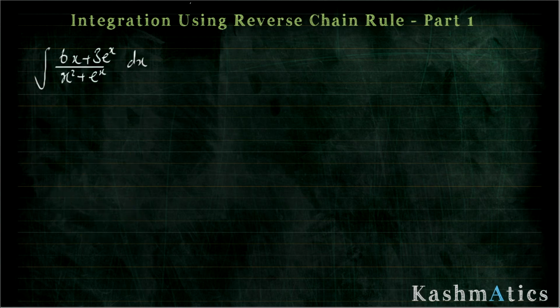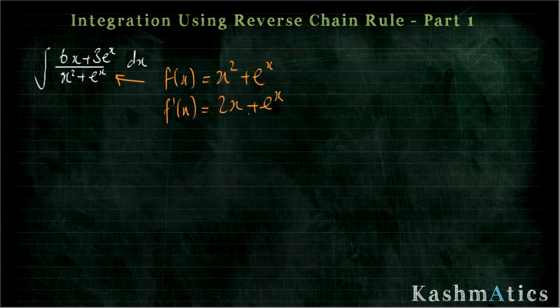In this next example, we've got a slight problem. The top isn't the exact derivative of the bottom. So let me show you what I mean. If that's f of x, so f of x is x squared plus e to the x, the derivative f dash x would be 2x plus e to the x. Okay, so this isn't quite what I've got here. What I've actually got at the top there is 3 times this. And what that means is, in my integral, I need to introduce the 3 in order to make the correct answer. So it's done just like before.